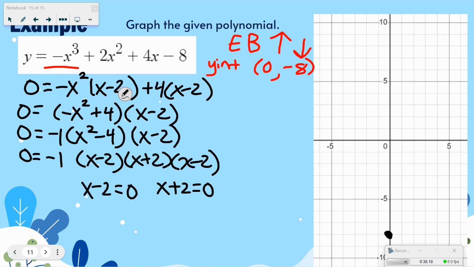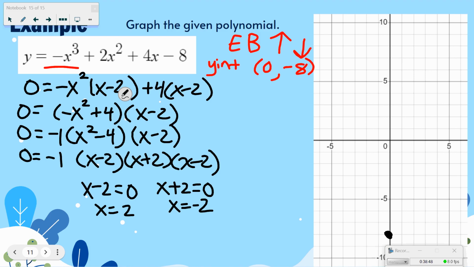So if I have x minus 2 equals 0, I know x will equal just 2. And if I have x plus 2 equals 0, I know x will equal -2. But look what else, what do we have? I have another x minus 2 factor. So what does that mean is going to happen? I'm going to have a bounce where? At -2. At not +2, right?